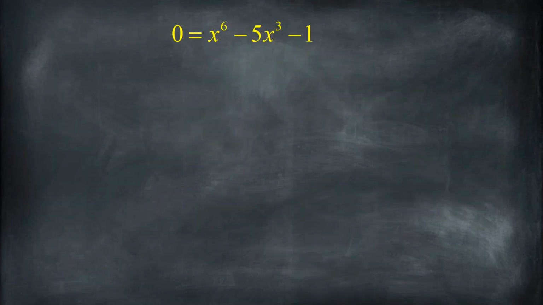Do you see this right here? x to the 6 minus 5x cubed minus 1. This is a trinomial in quadratic form because x to the 6 is x cubed squared. So this is something squared and then the something. Do you see? So it's not factorable though. It's not quadratic. So what we're going to do is a substitution.